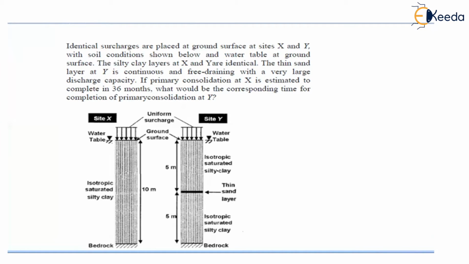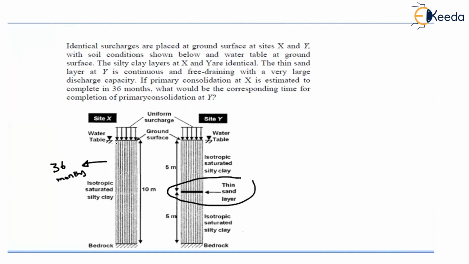See here for site Y, there is a thin sand layer at a distance of 5 meters from the top surface. The thin sand layer at Y is continuous and free draining with very large discharge capacity. If primary consolidation at X is estimated to be 36 months, so at site X, how much time is it taking? 36 months.